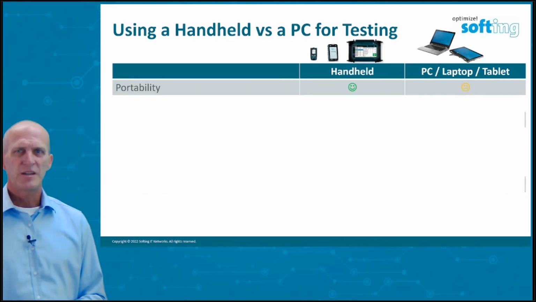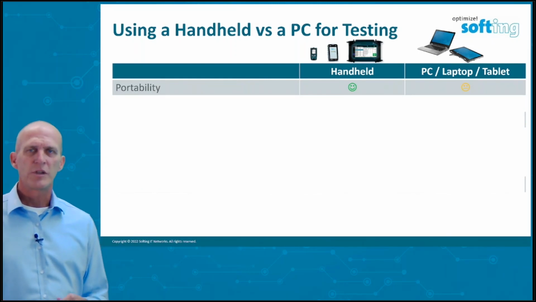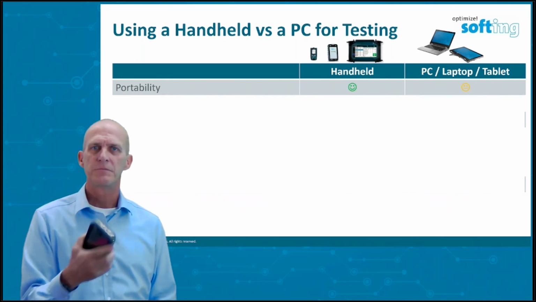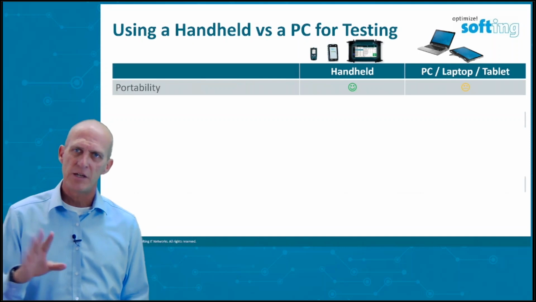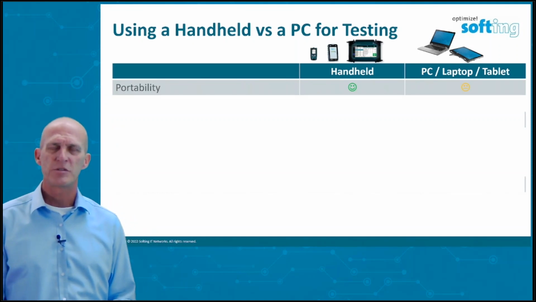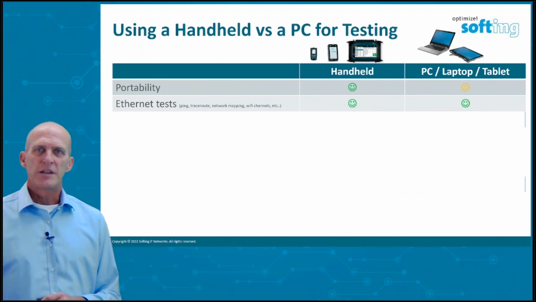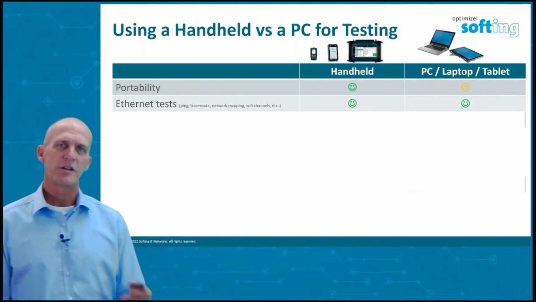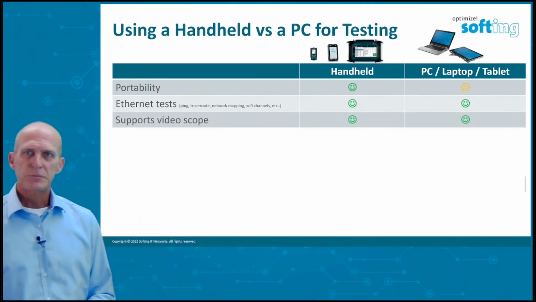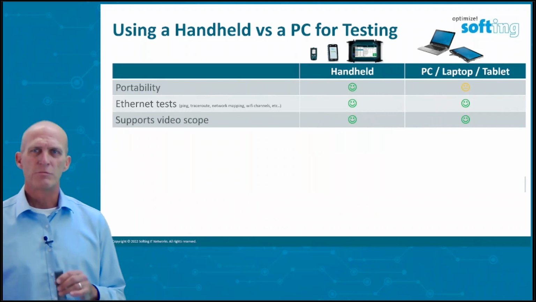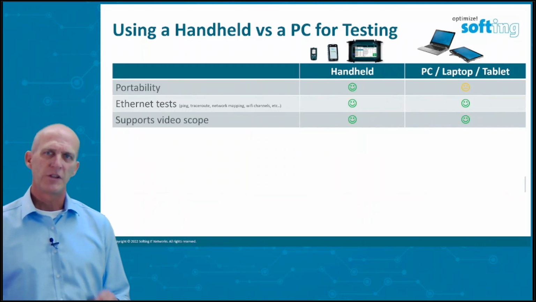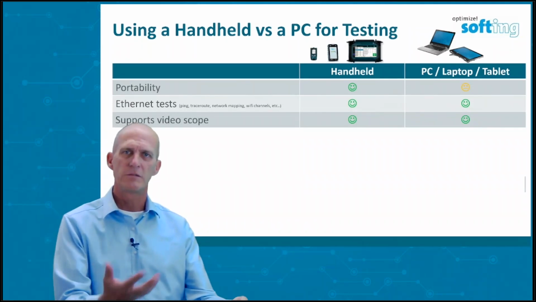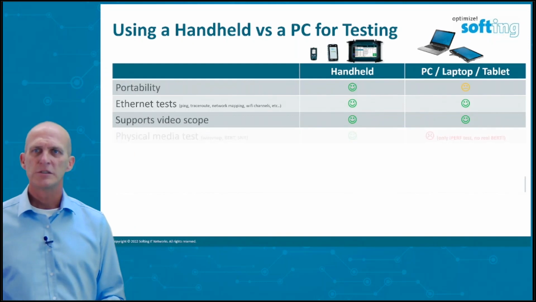First is portability. Nowadays laptops are small. You can run around with a laptop, but having this in your pocket is just so much more convenient, right? So portability is okay on a laptop, but on a handheld much better. Ethernet tests, all of them can do Ethernet tests, and on a laptop they are maybe even better because you have a larger screen. Support of video scope is also something you can use on your laptop with adapters and so on. But running with your laptop and a video probe is already not so handy anymore.